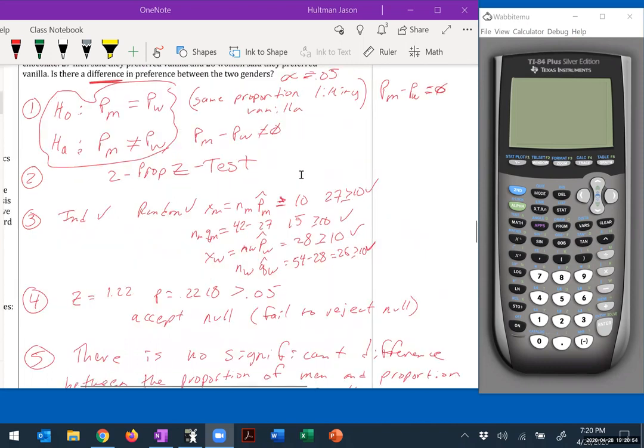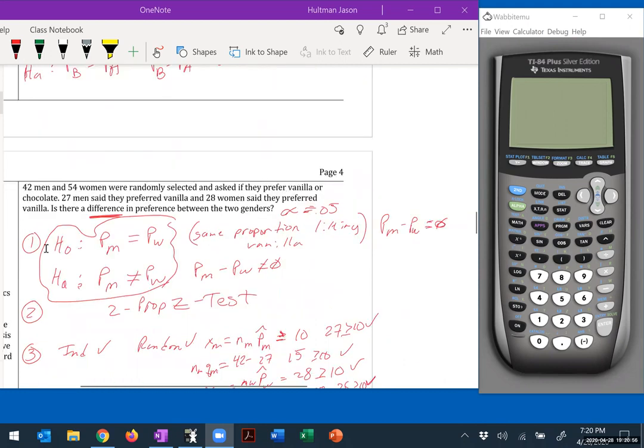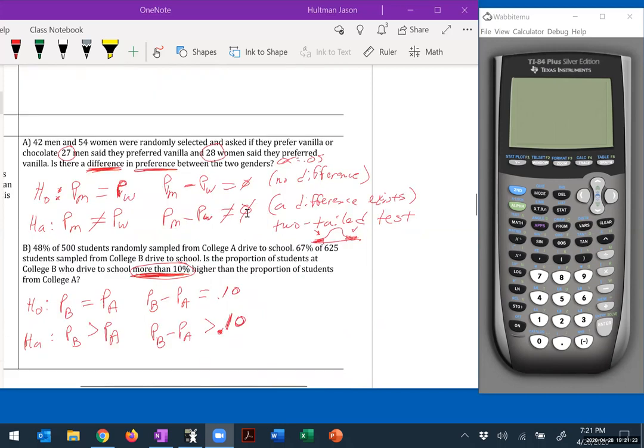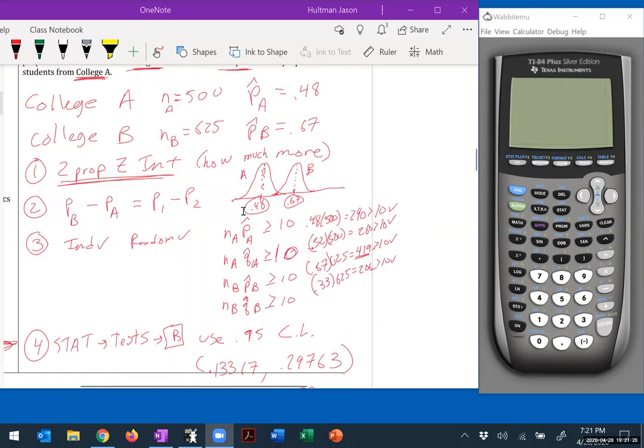Yeah, the one with the college students. Oh, for the college students? Example 4, let's see. Well, example 4 was the vanilla one. So which one are you talking about? The college one where there's college A and college B, and you want to see if college B is bigger. So that one we're finding a confidence interval? Yeah. Okay, so that was example 2, or example 1. This one here, I guess.